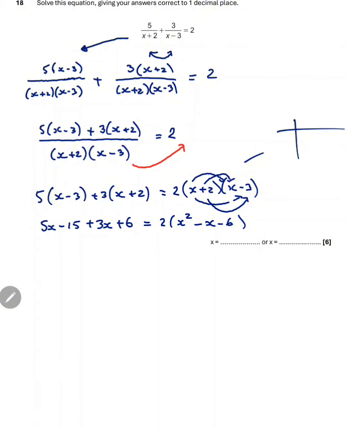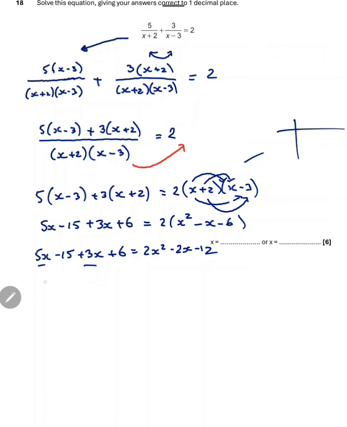That's a bit messy. I've got this final single bracket to expand. So we've got 5x minus 15 plus 3x plus 6 equals 2x squared minus 2x minus 12. Told you this was going to be rough. This is a quadratic. We've just got to tidy stuff up. We've got to make this solvable in terms of quadratics.